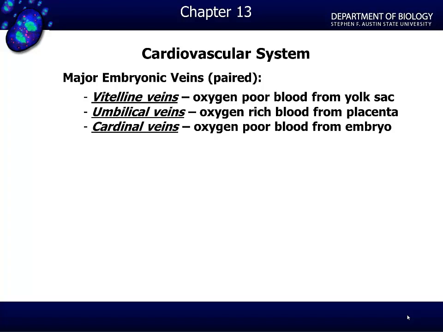But then we also have cardinal veins. These are oxygen-depleted blood returning back to the heart from the embryo. Now, these cardinal veins are going to be remodeled during development. We're not going to spend a lot of time talking about that remodeling that occurs, but it is extensive in the change that happens from embryonic to human vascular supply.